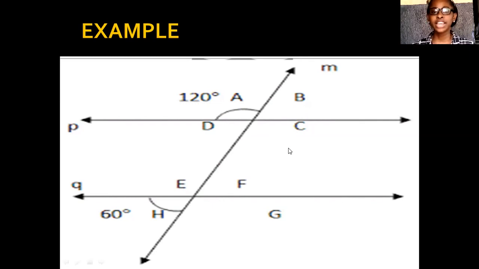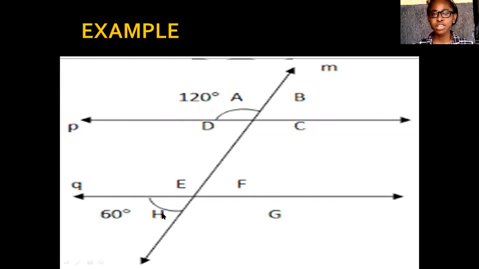Now we've got the value of B. For us to get the value of C, we said opposite angles are equal. Vertically opposite angles are equal. Since A is 120 degrees, C is also 120 degrees. Reason: opposite angles are equal. To get the value of D, D is equal to B, because opposite angles are equal. Since the value of B is 60 degrees, D is 60 degrees, because opposite angles are equal.